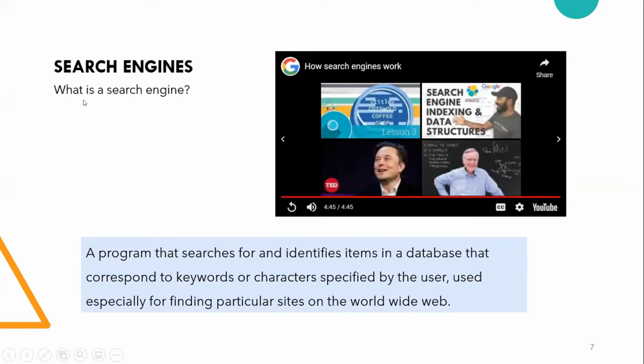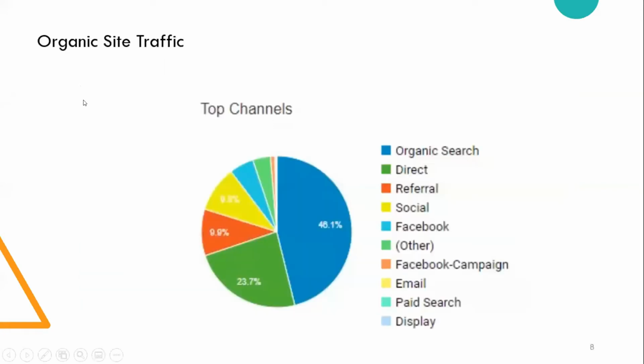All right. Now, organic site traffic, and when we refer to organic site traffic, we're really and truly referring to SEO traffic. This is data captured from the acquisition report that sits in Google Analytics. And it breaks down all the different channels that are driving traffic to a given website.